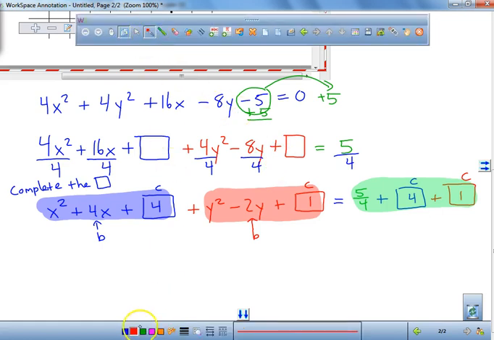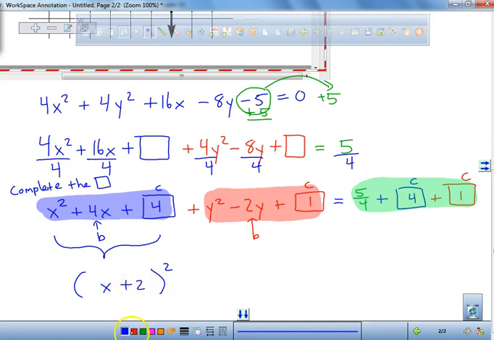Okay? So, everybody, you got to get this factored. X plus 2 squared. Why? Because 2 plus 2 is 4 and 2 times 2 is 4. Plus, back to that. Are you saying y minus 1? Is that what you're saying? Because you're right. It is y minus 1. Because negative 1 plus negative 1 is negative 2, and negative 1 times negative 1 is positive 1.